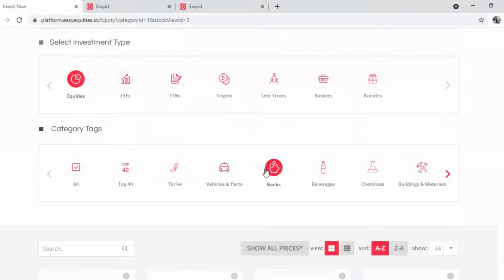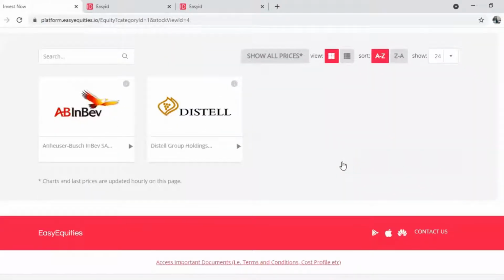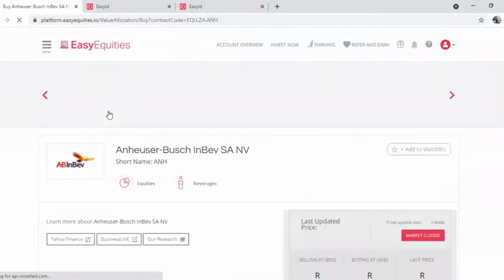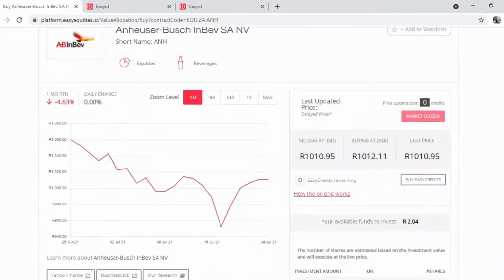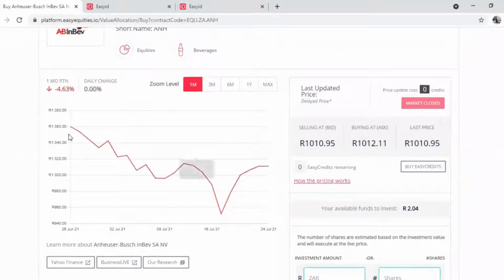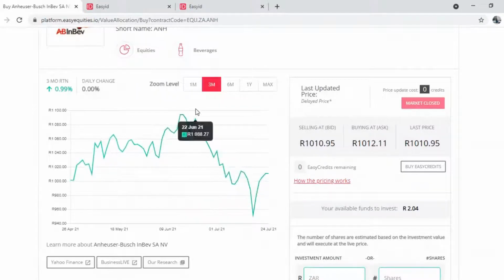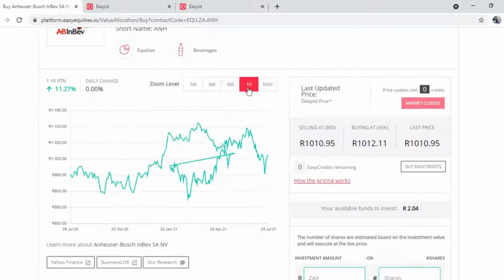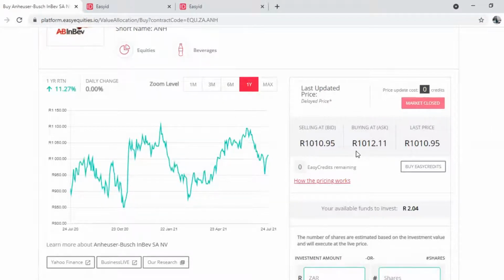So let's say we decide we want to invest in beverages, right? So we see AB InBev is here. Then what you'll do is look at what's happening with the company. We have the shares, how they've been doing in the past month. So this obviously has to do with probably the lockdown and stuff, because it has been going down. You could also see it in the past 3 months, 6 months, 1 year, right? Then on this side, on your right, you have your selling at, your buying at, and your last price. So you would focus more on the last price, right?